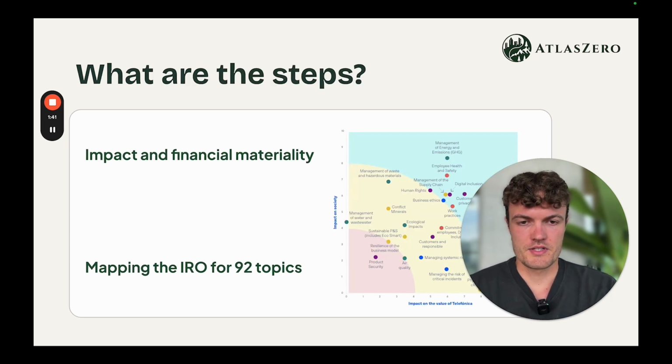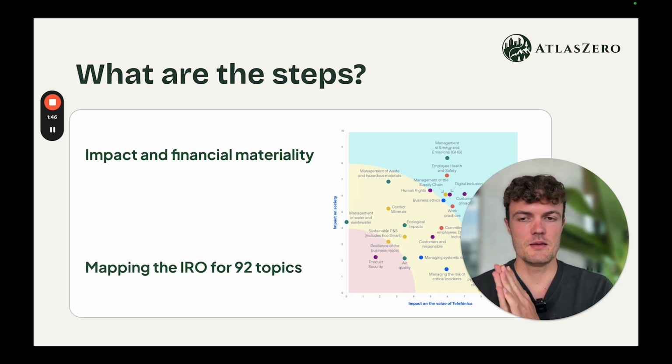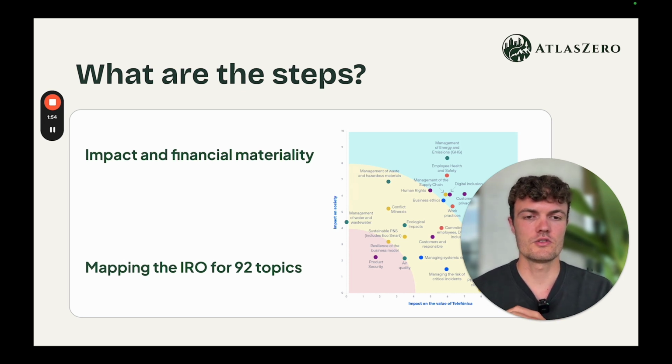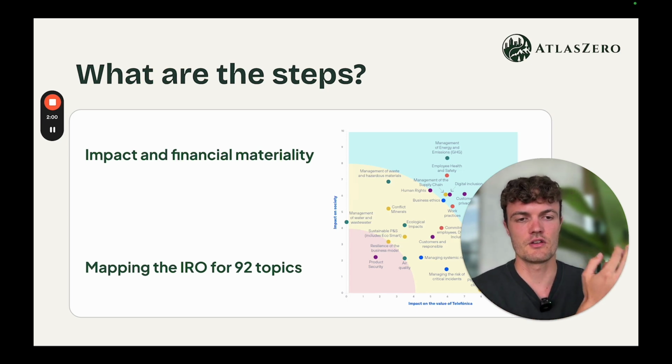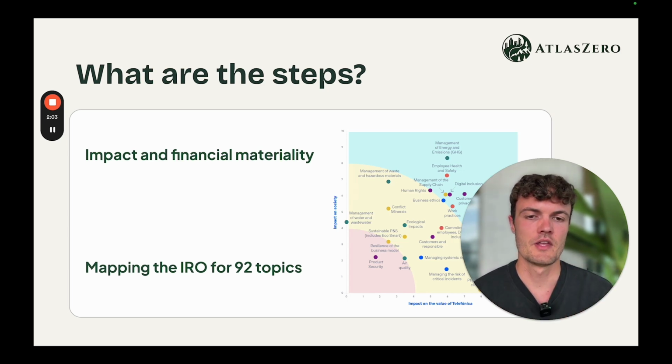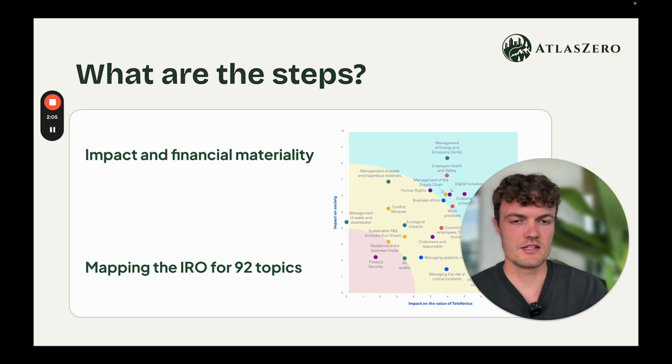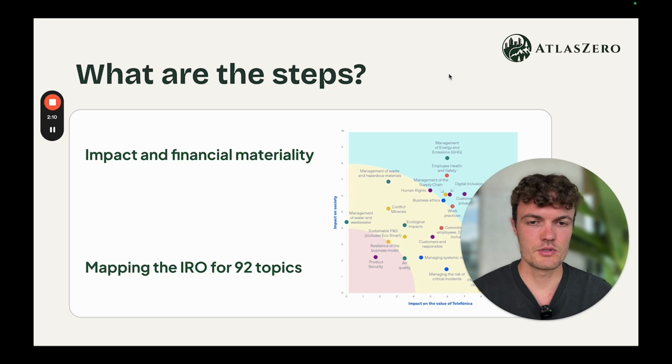So what are the steps? In general, the double materiality assessment looks at the impact materiality and the financial materiality. The impact materiality is how the company affects the environment, and the financial materiality is how the environment affects the company. And if you do that, you basically end up with a matrix like this one that you have most likely already seen, where you see, okay, those topics are the material or relevant topics for your company.